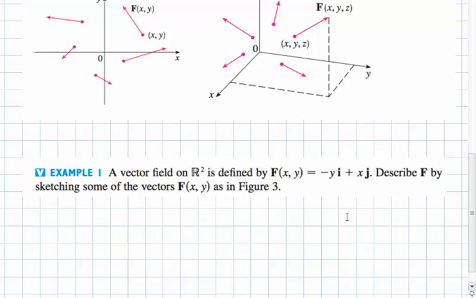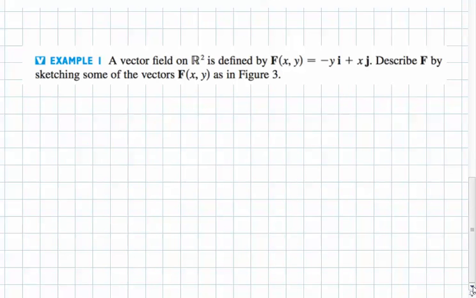A vector field on R2 is defined by f(x, y) equals negative y i plus x j. Describe f by sketching some of the vectors as in figure 3. So you know what figure 3 looks like. So let's just sketch this. What does this mean? What is vector i? It is a unit vector, but it's the x direction, right? What's j? The y direction. Okay, so essentially what they want you to do here is sketch the slope field right here.